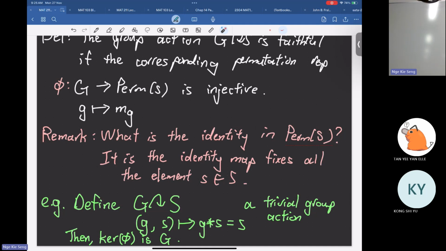So how do you study whether these two group elements are the same or not? You go and act on the object, the set X. If the group elements are different, then they will produce a different action on the set X. Does that make sense?